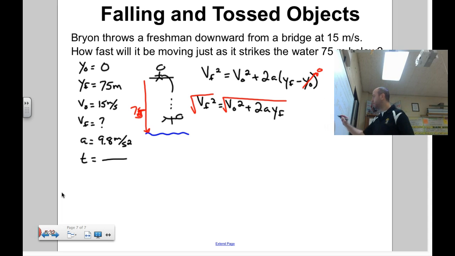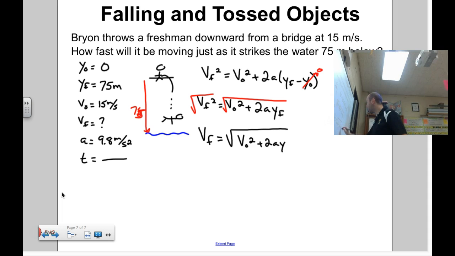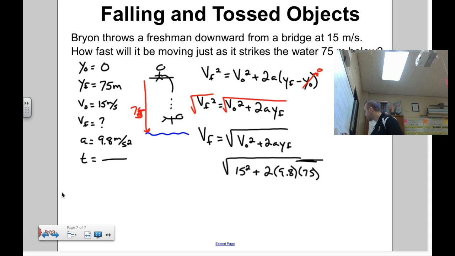Now I have the equation vf equals the square root of v naught squared plus 2a yf. Now all I need to do is just plug and chug. So that'll be 15 squared plus 2 times 9.8 times 75. Smartboard's not really calibrated, but there you go.